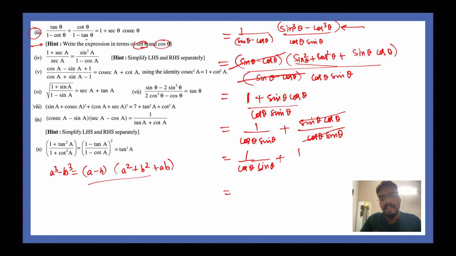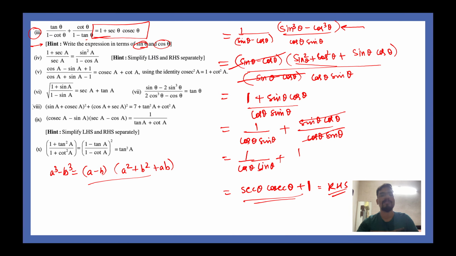Next is 1 upon cos theta can be written as, guys, sec theta, and 1 upon sin theta here can be written as cosec theta, plus already you have 1, and this is equal to RHS. Yes or no? This is equal to RHS, right? So RHS, sec theta cosec theta plus 1 is nothing but your RHS, 1 plus sec theta times cosec theta. Hence proved.